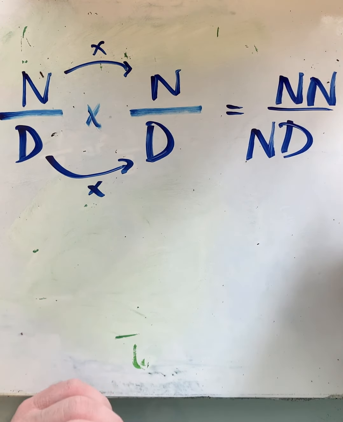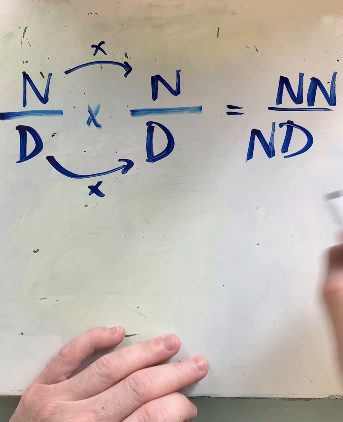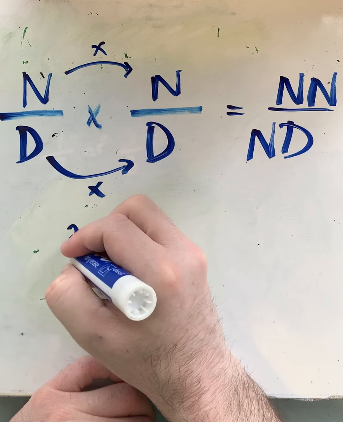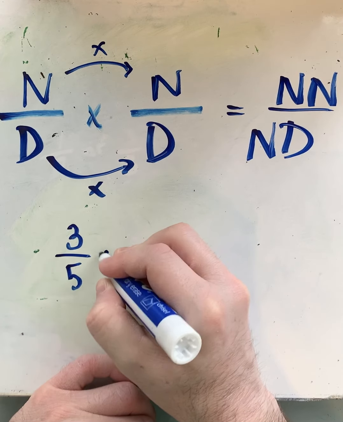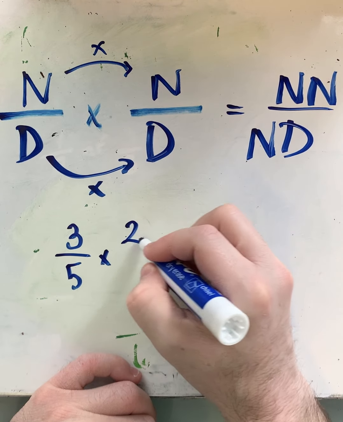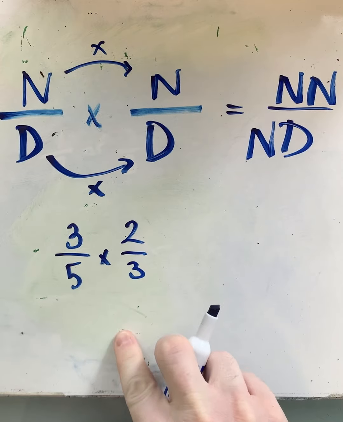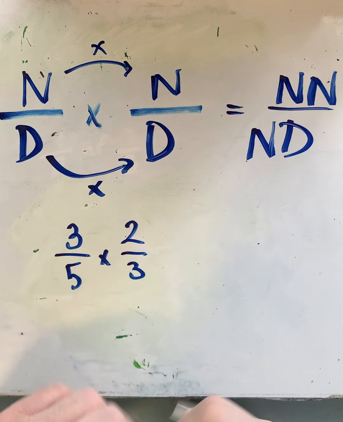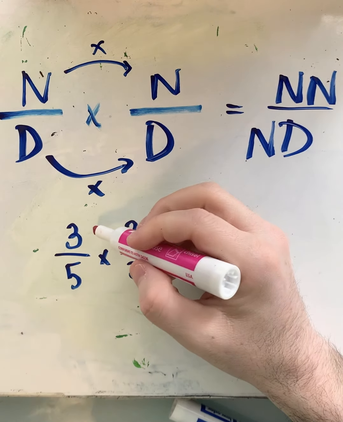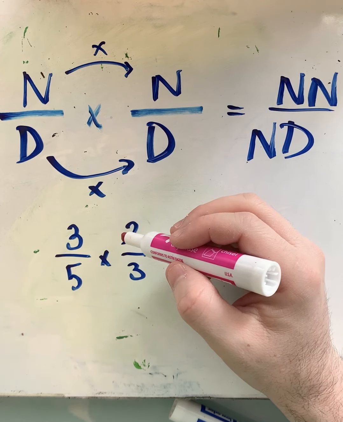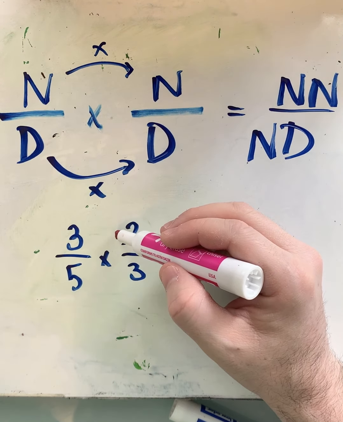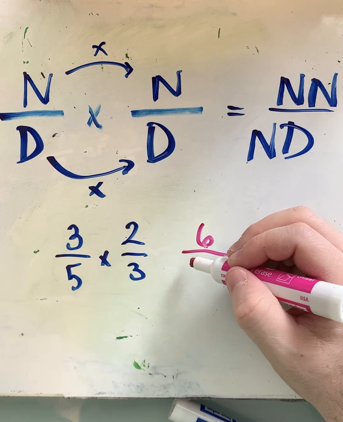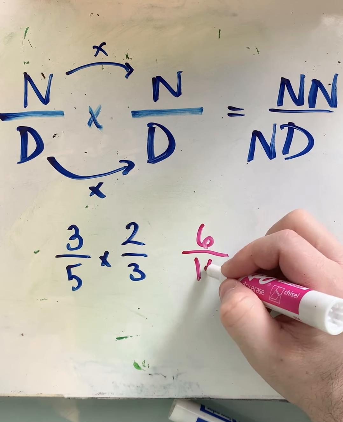So if we went with the first example, if I asked you what 3/5 times 2/3 was, well, based on what we just saw up here, I'm going to go across. So I'm going to go horizontally. So 3 times 2, that's 6. 5 times 3 is 15.